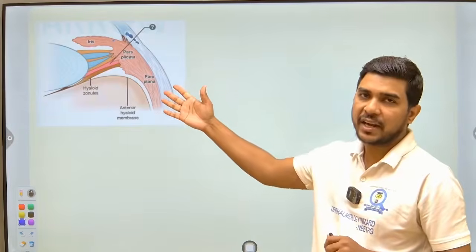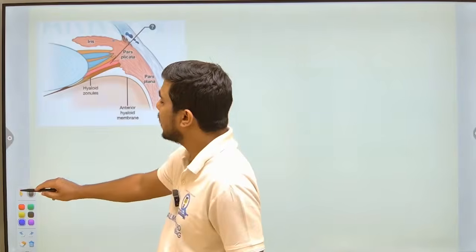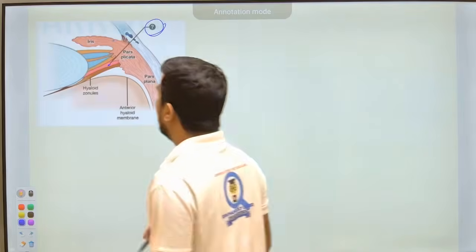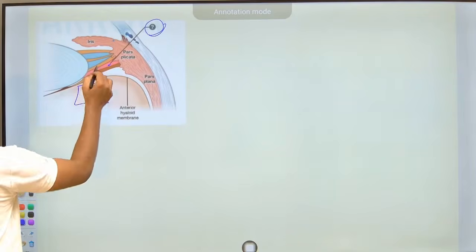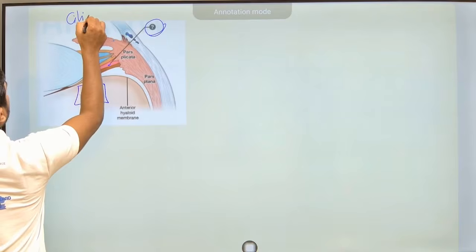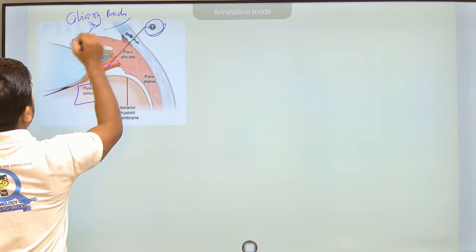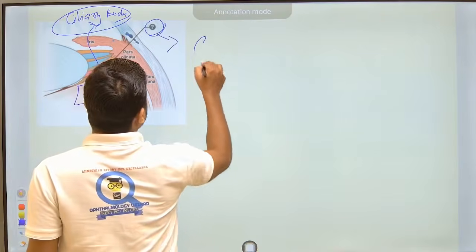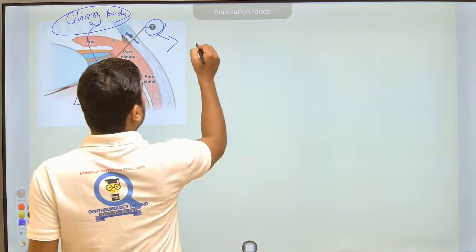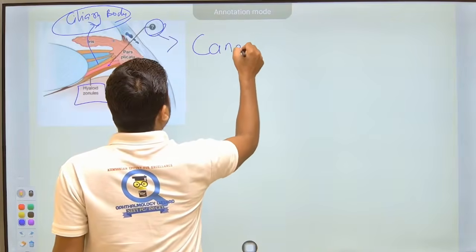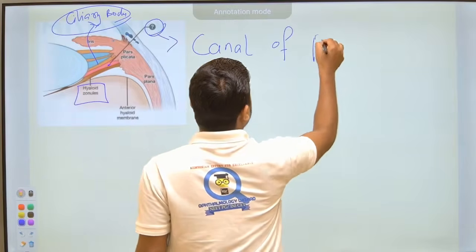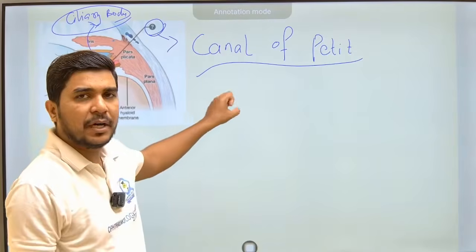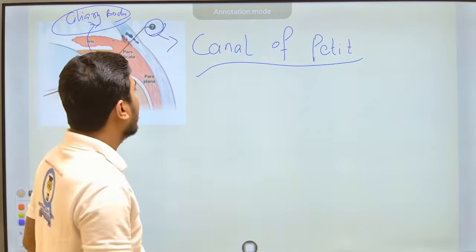Now, we are going to discuss this first image. This is the schematic diagram where they have asked, what is this area called? You can see that below this area there are hyaloid granules, and above this is the ciliary body. So the area between the ciliary body and the hyaloid granules is known as the canal of Petit.